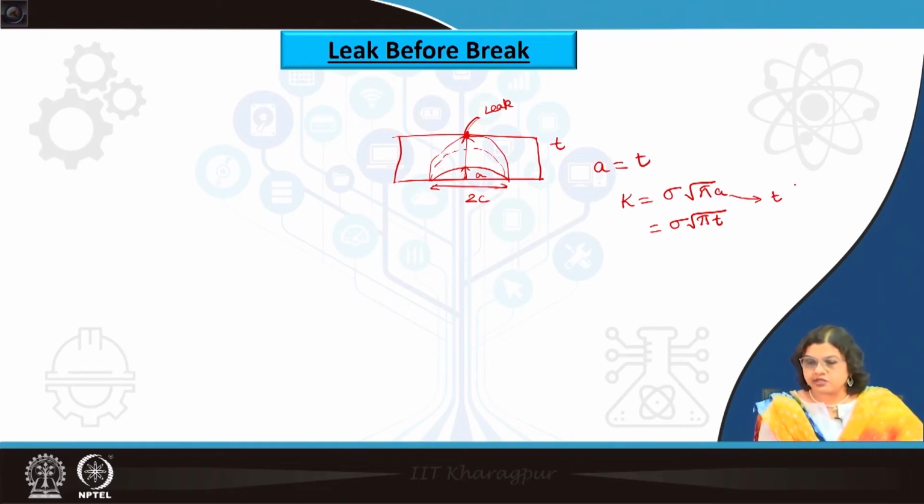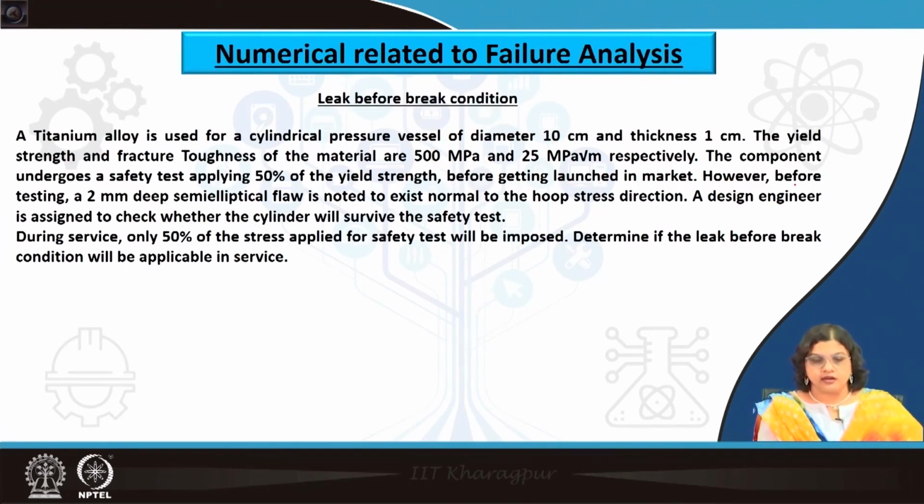So, in this case, for this leak before break condition to be active, we need to determine the K value and see whether that exceeds the expected fracture toughness values, in which case there will be catastrophic failure, or it is below the expected plane strain fracture toughness value, so that the leak before break condition can be applicable. So, let us do a numerical to make this more clear.